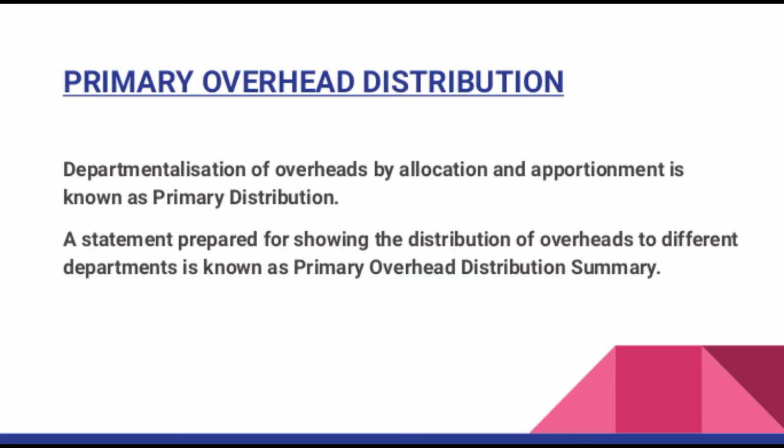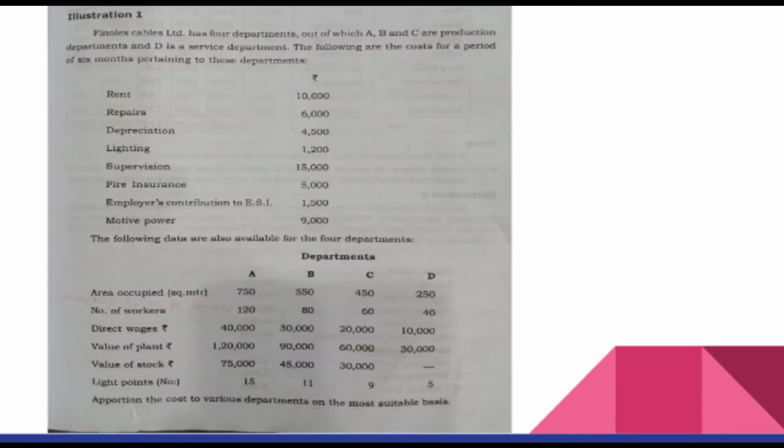Based on the apportionment of overheads, we have to prepare a statement known as primary overhead distribution summary. Departmentalization of overheads by allocation and apportionment is known as primary distribution, and the statement prepared is known as primary overhead distribution summary. Let us discuss our first problem related with primary overhead distribution summary.